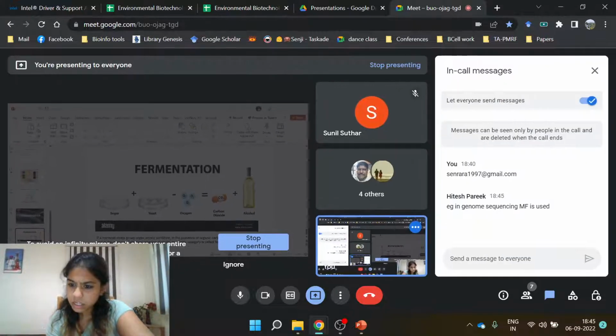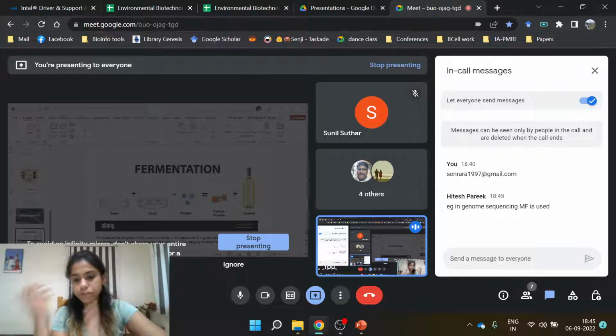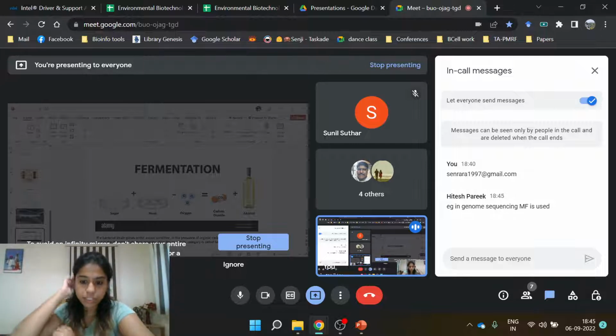For example, in genome sequencing, microfluidics is used. Yeah, that's why I said most of the omic techniques now involve using these microfluidic chips. You can say an entire lab works on a small chip controlled by microfluidics. It's used in fluorescent sorters like cell sorters and cell analyzers. It's used in NGS sequencing; the Illumina platform uses microfluidics and so on.